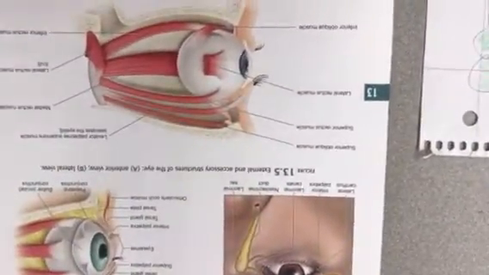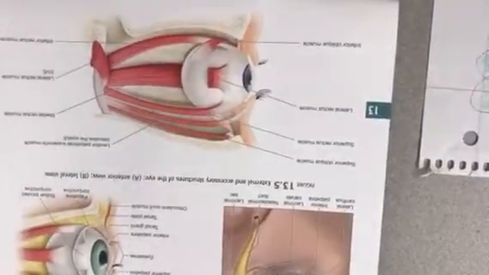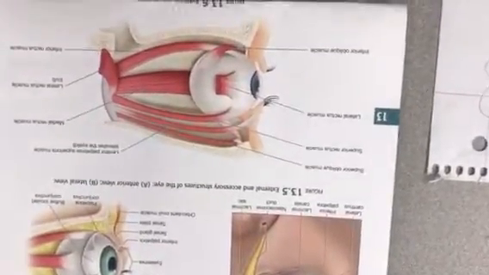Visual association is the second major part of the visual cortex. It helps her relate to visual stimuli.